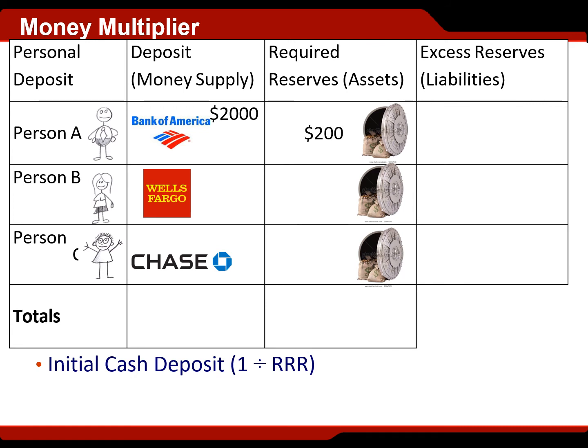Yeah, $200. Okay, so $200 goes into reserve. And so then that means how much is left over? How much is in excess reserve? Yeah, $1,800. Okay, so that means the bank can lend out $1,800.